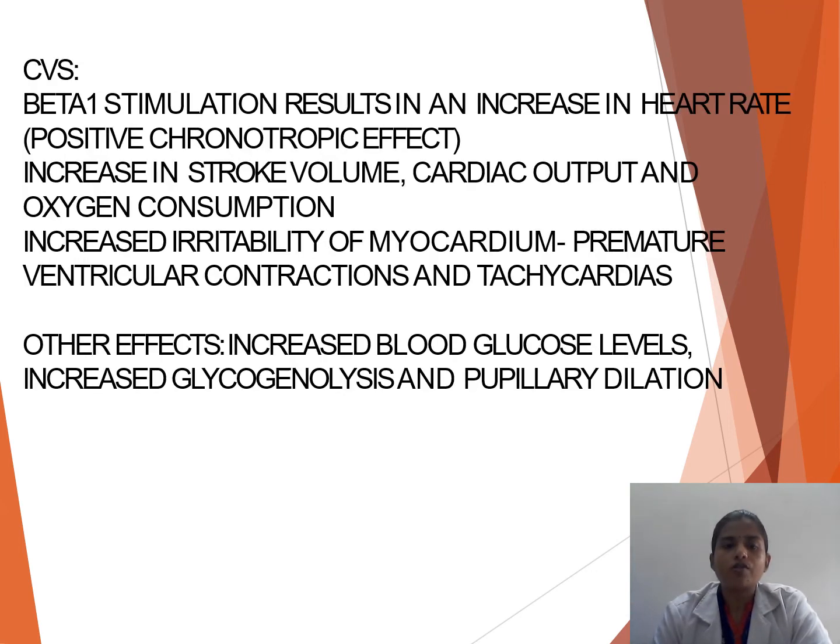In the cardiovascular system, beta-1 stimulation results in an increase in heart rate, that is positive chronotropic effect, increase in stroke volume, cardiac output and oxygen consumption, increased irritability of myocardium, premature ventricular contractions and tachycardias. Other effects are increased blood glucose levels, increased glycogenolysis and pupillary dilation.